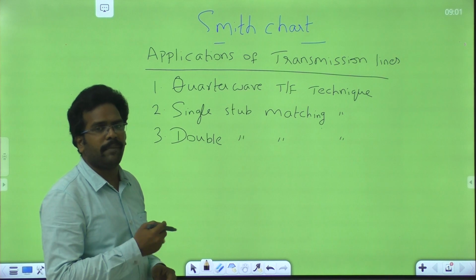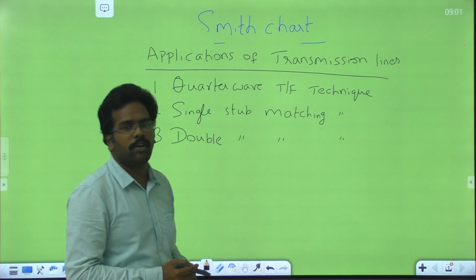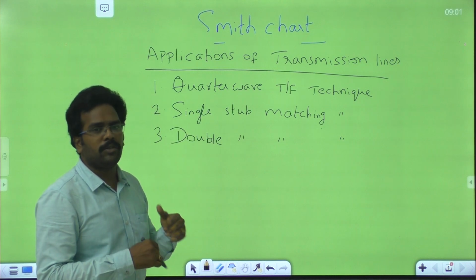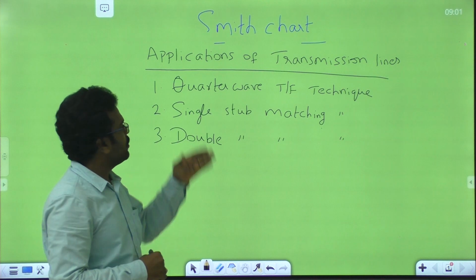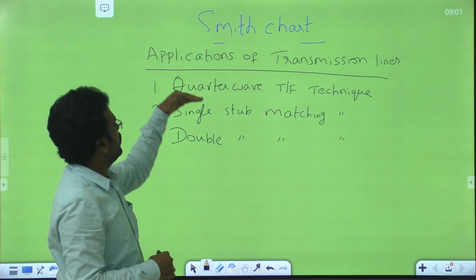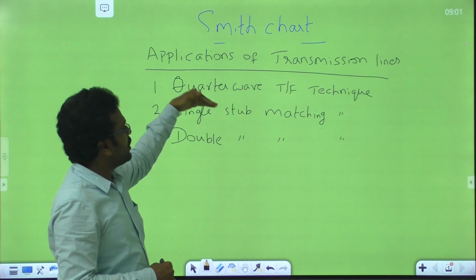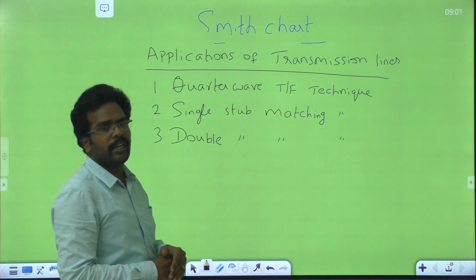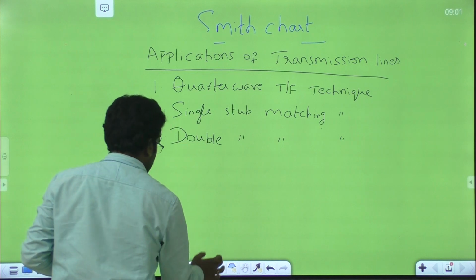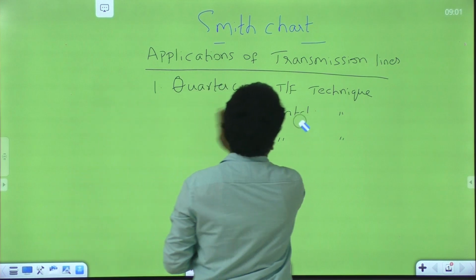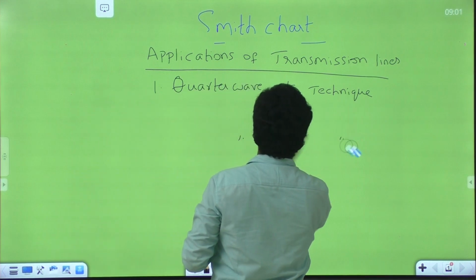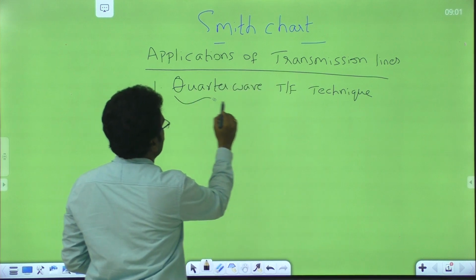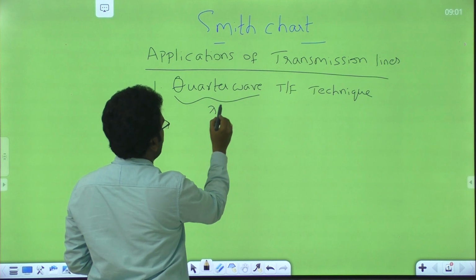Impedance matching is very much required in transmission lines to avoid losses. To avoid reflection losses, we have to do impedance matching for the transmission lines. There are 3 methods available. The first has some drawbacks, which are overcome in single stub matching. That also has some drawbacks, which are overcome in the double stub matching technique. Now we will see one by one. First we will discuss the quarter wave transformer technique. The name itself indicates quarter wave, that means lambda by 4.